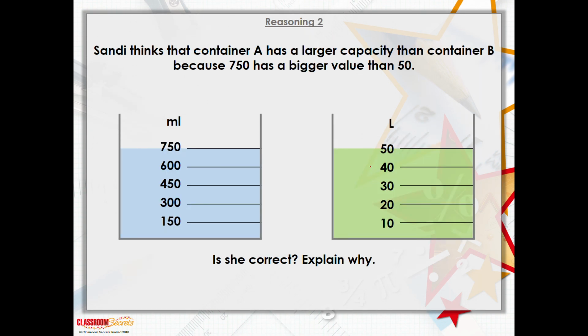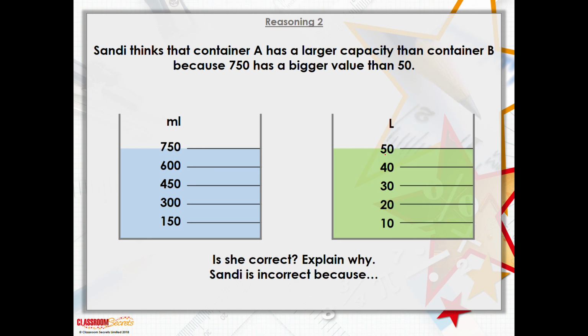And then finally, Sandy thinks that container A has a larger capacity than container B because 750 has a bigger value than 50. Is she correct? Explain why. Now this is where we need to have a think again. What are we looking at here? What are our containers in? We have millilitres and we have litres. So this is where you need to be thinking, is 750 millilitres more or less than 50 litres? And that will give you your answer.